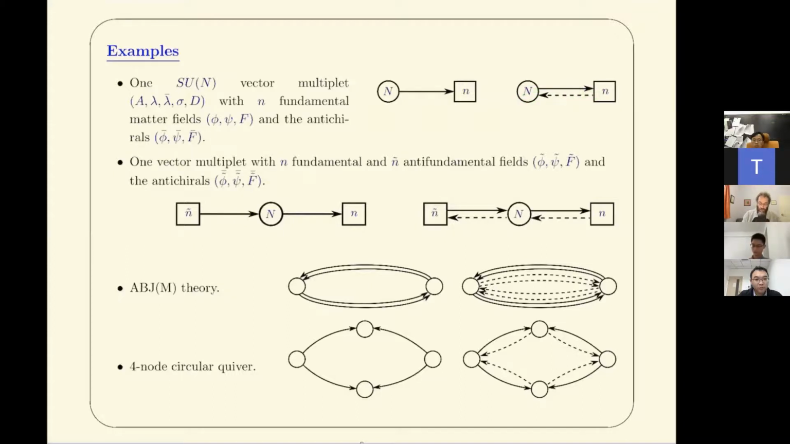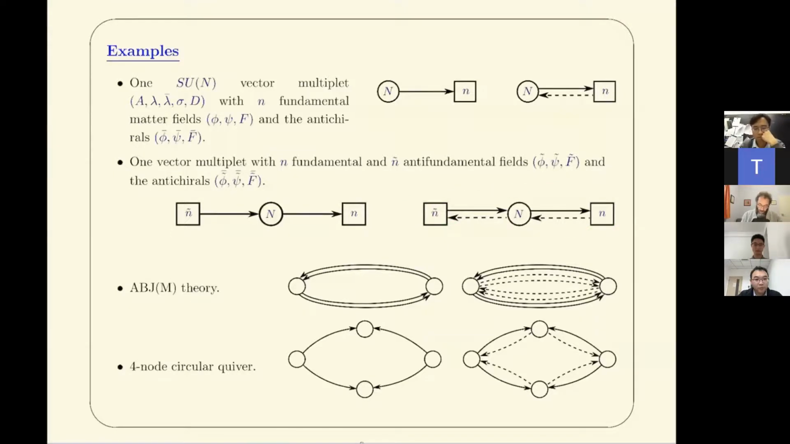Now we distinguish between fundamental and anti-fundamental fields. So in this case, I have n fundamentals and n tilde anti-fundamentals. And if I include the anti-chiral fields, so these would be the anti-chirals of the fundamental, which are actually in the anti-fundamental, I have this picture.